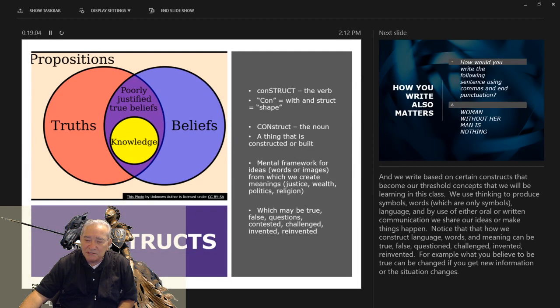There's a lot of reasons why you can write. We basically write based on certain constructs that become our threshold concepts that we're going to be learning in class. We use thinking to produce symbols and words. And think about it, words are only symbols.